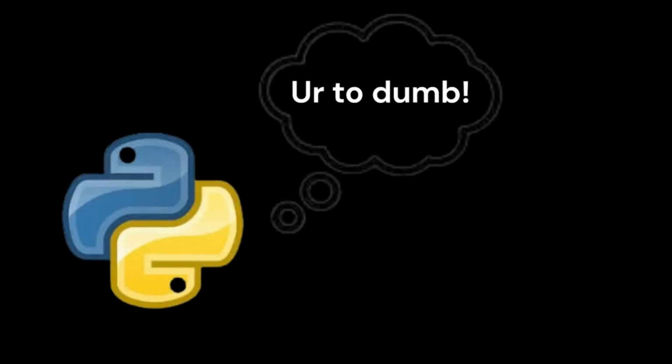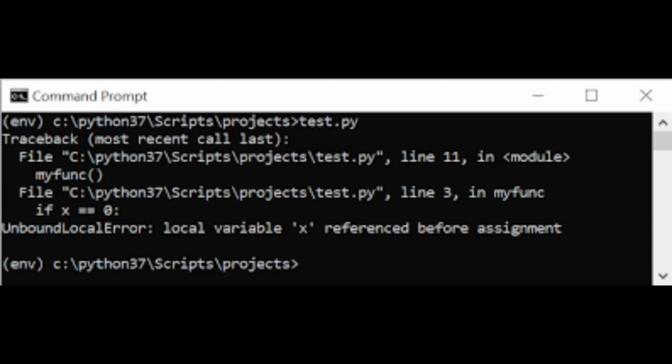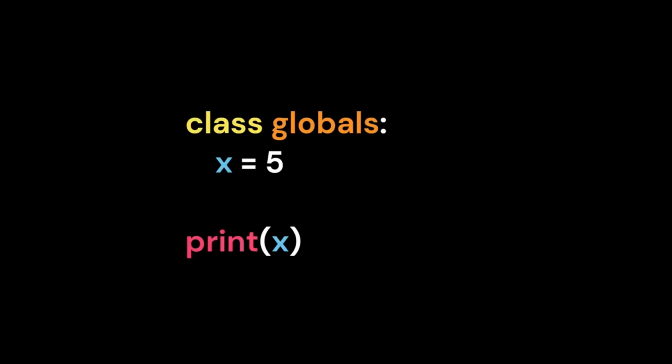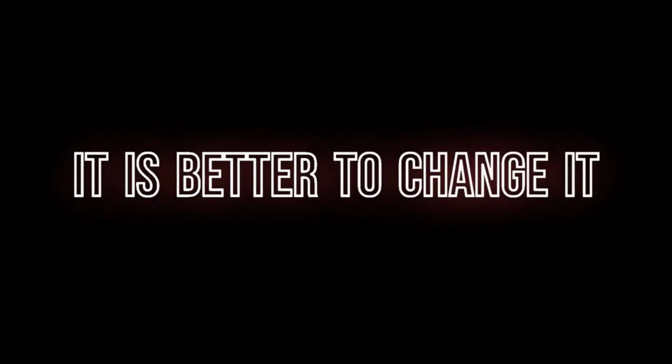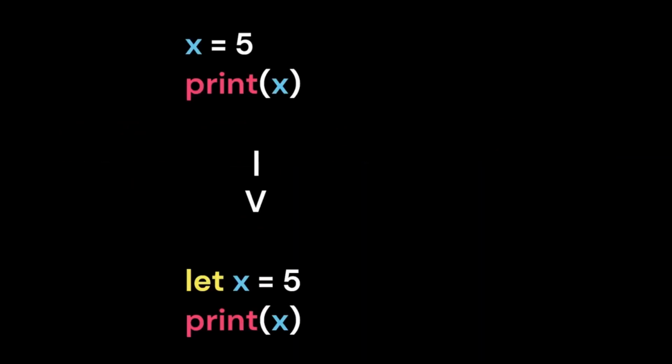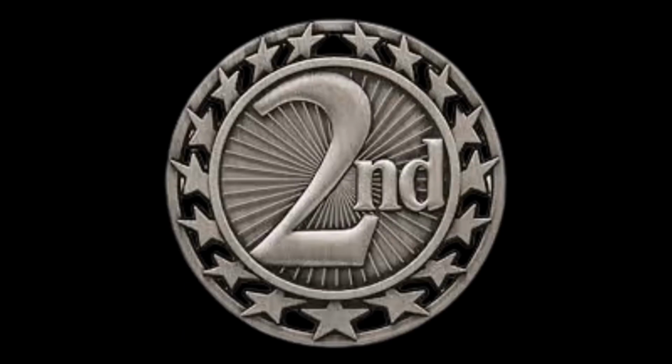On the other hand, Python does not provide us with that freedom, instead managing it on its own, which can lead to runtime errors. The way that developers fix that is by making a class to hold all global data instead. It's better that we change that. By introducing the let keyword, we could manage it on our own without sacrificing Python's simplicity.